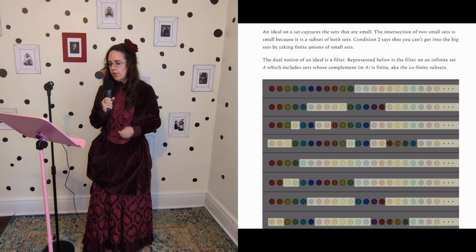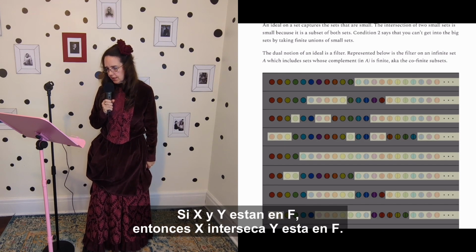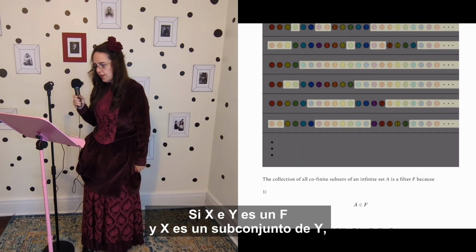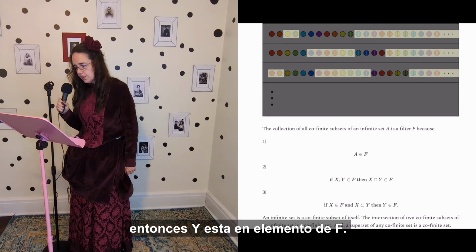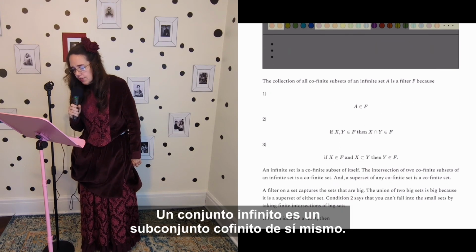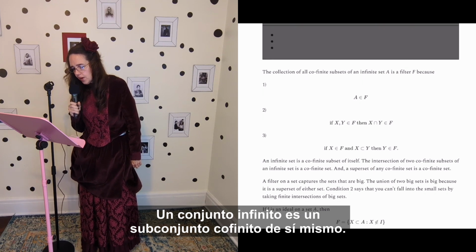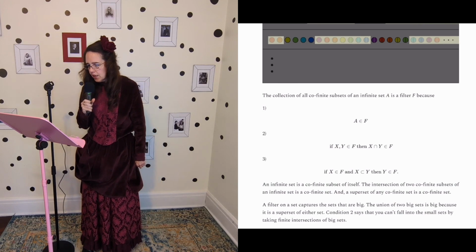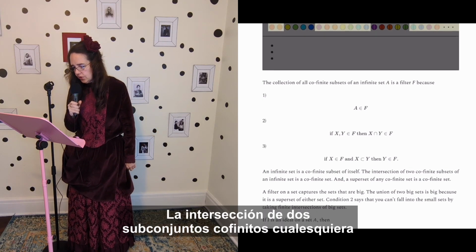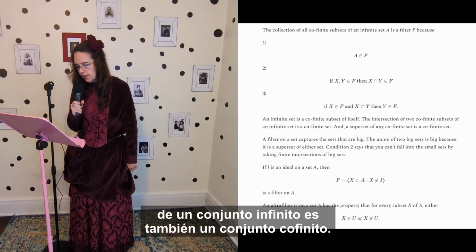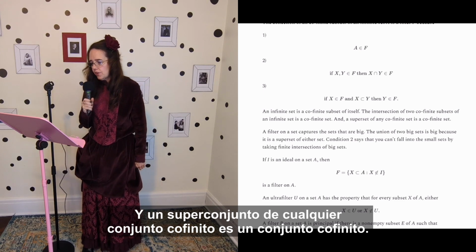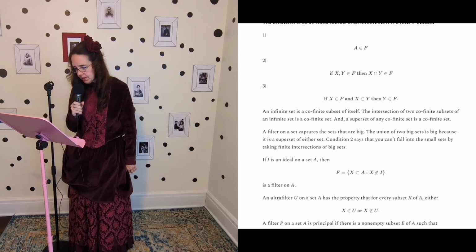F. If X and Y are in F, then X intersect Y is in F. If X and Y are in F and X is a subset of Y, then Y is an element of F. An infinite set is a cofinite subset of itself. The intersection of any two cofinite subsets of an infinite set is also a cofinite set. And a superset of any cofinite set is a cofinite set.